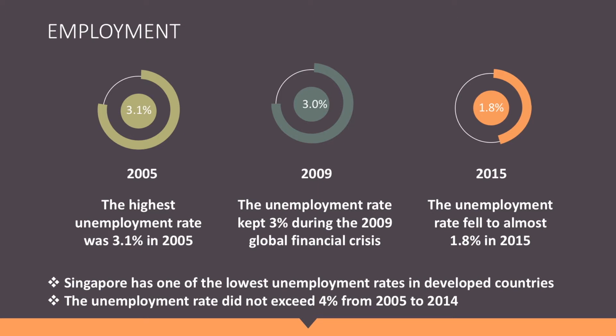developed countries. The unemployment rate did not exceed 4% from 2005 to 2014, with the highest of 3.1% in 2005, and kept 3% during the 2009 global financial crisis, and it fell to almost 1.8% in 2015.